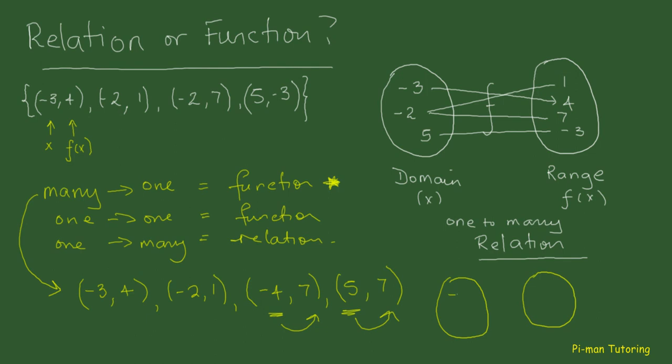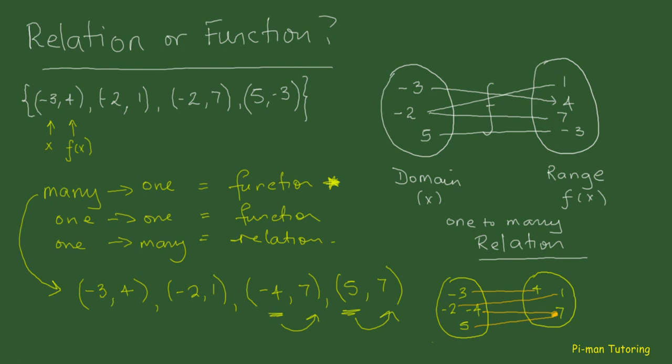Our domain is -3, -2, -4, and 5. Our range of values for the output is 4, 1, and 7. And we can see that the -3 maps to the 4, the -2 maps to the 1, -4 maps to 7, and 5 also maps to 7.